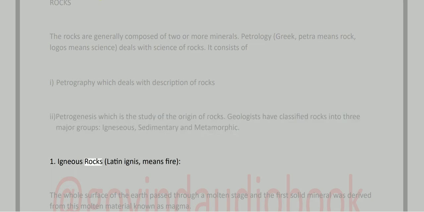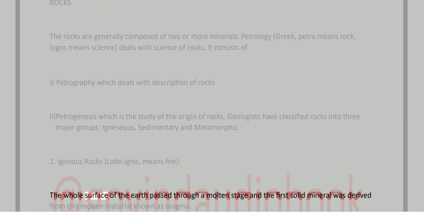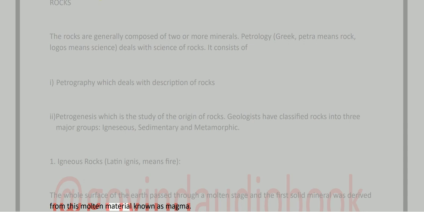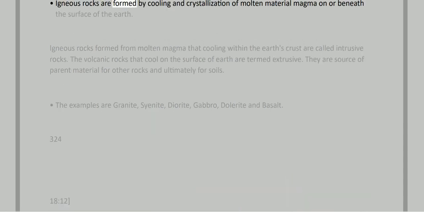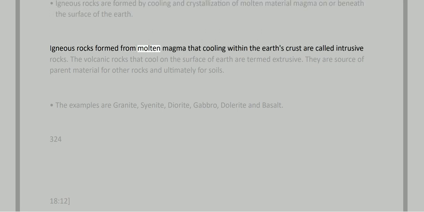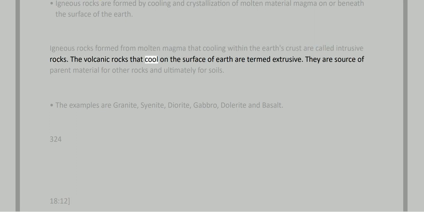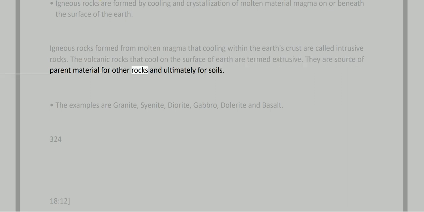1. Igneous rocks, Latin ignis, means fire. The whole surface of the earth passed through a molten stage and the first solid mineral was derived from this molten material known as magma. Igneous rocks are formed by cooling and crystallization of molten material magma on or beneath the surface of the earth. Igneous rocks formed from molten magma that cools within the earth's crust are called intrusive rocks. The volcanic rocks that cool on the surface of the earth are termed extrusive. They are the source of parent material for other rocks and ultimately for soils. Examples are granite, syenite, diorite, gabbro, dolerite and basalt.